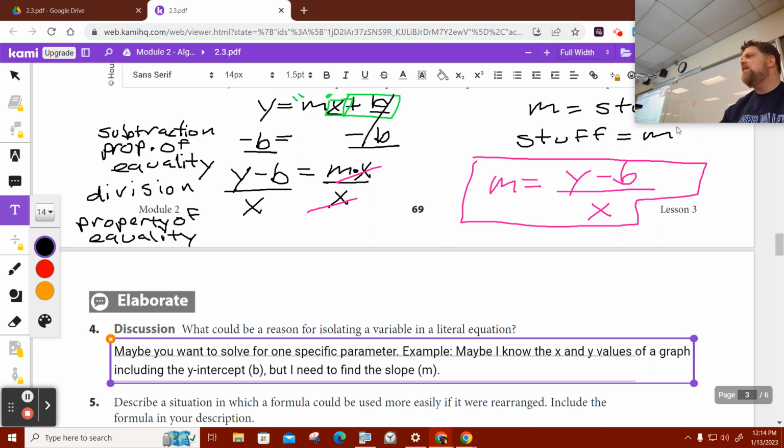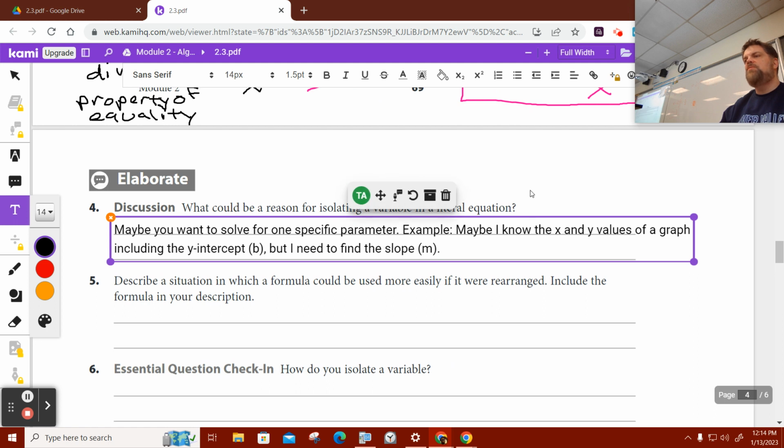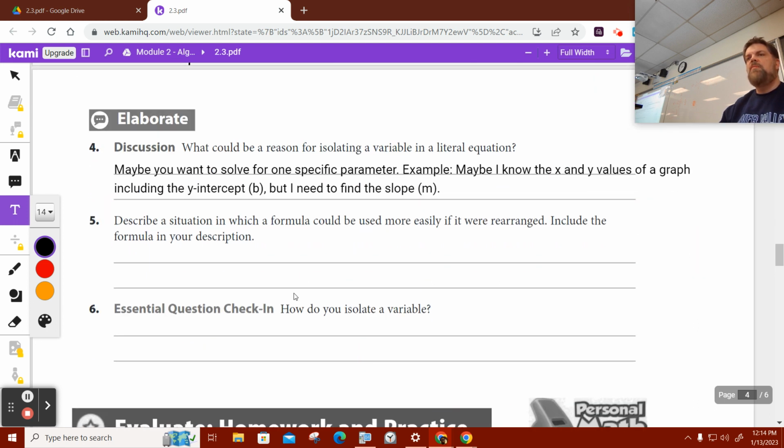Well, we just created a formula that if I know an x and y value and the y-intercept or the b value, I can plug it in and it'll tell me the slope. That's kind of cool, huh? What do you think? So that's one example, okay? So for number 5, it says, describe a situation in which the formula could be used more easily if it were rearranged. Include the formula in your description.